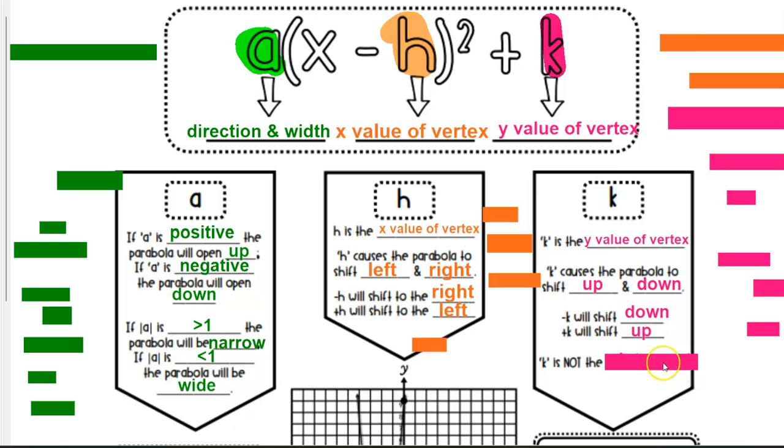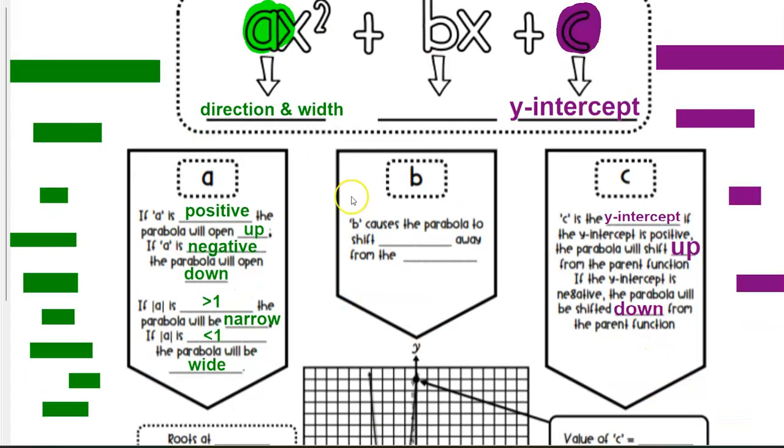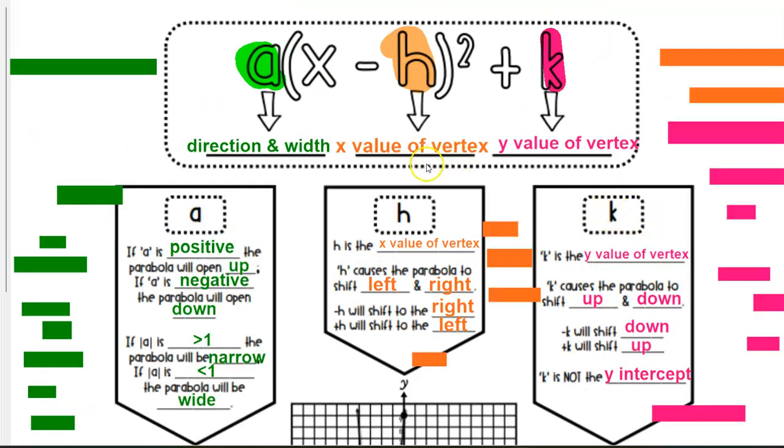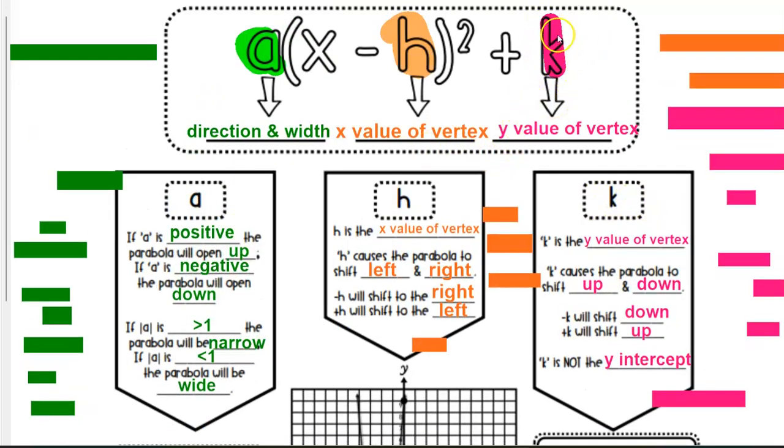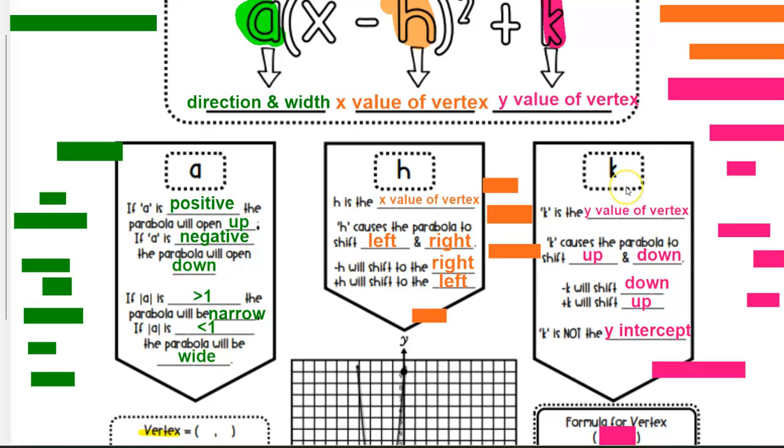Now, it is very important to note here that k in vertex form of a quadratic equation is not the y-intercept. So in standard form, plus c, the constant c that's added at the end, is the y-intercept. But in vertex form, this k value, the constant that's added here, is not the y-intercept. It is the y value of the vertex.